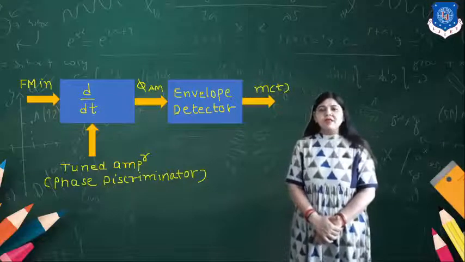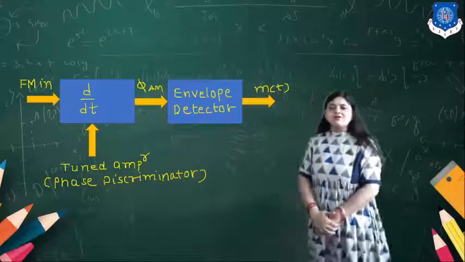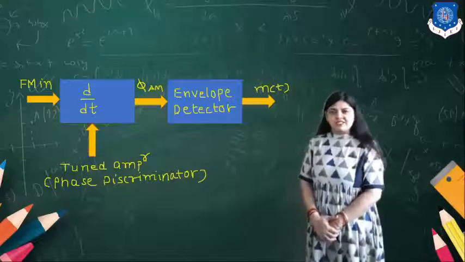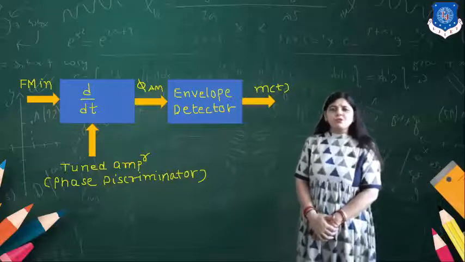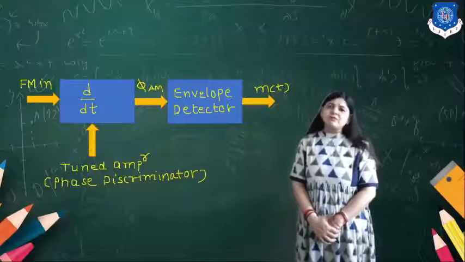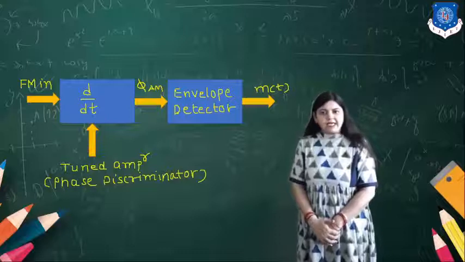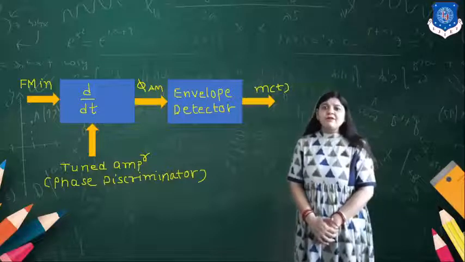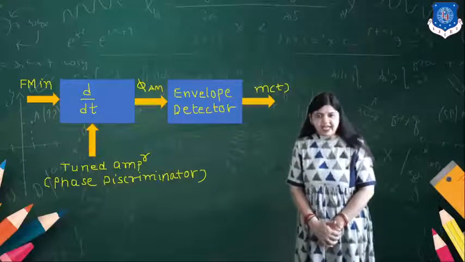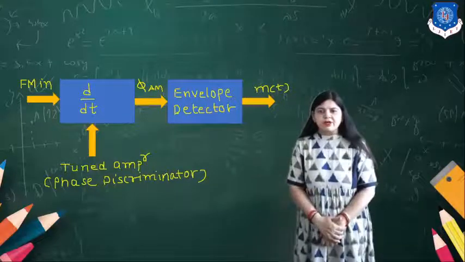So FM in is the input for our demodulator. The FM output is given to the d/dt differentiator. The output of this differentiator provides us the amplitude variations, that is the AM. So we are identifying the amplitude variations by having the phase difference. This can also be known as the tuned amplifier.